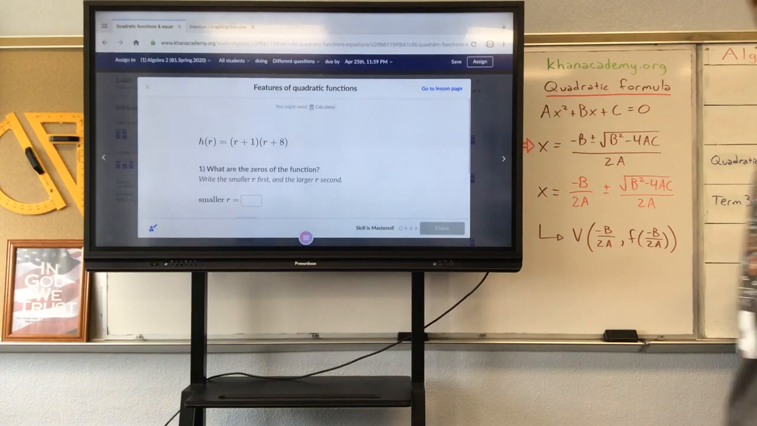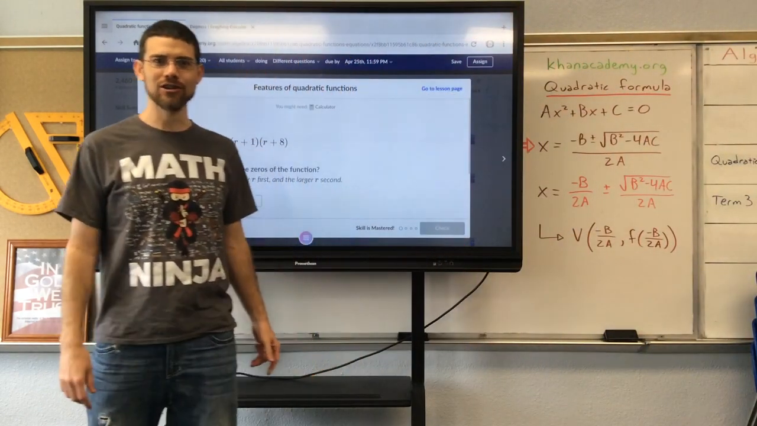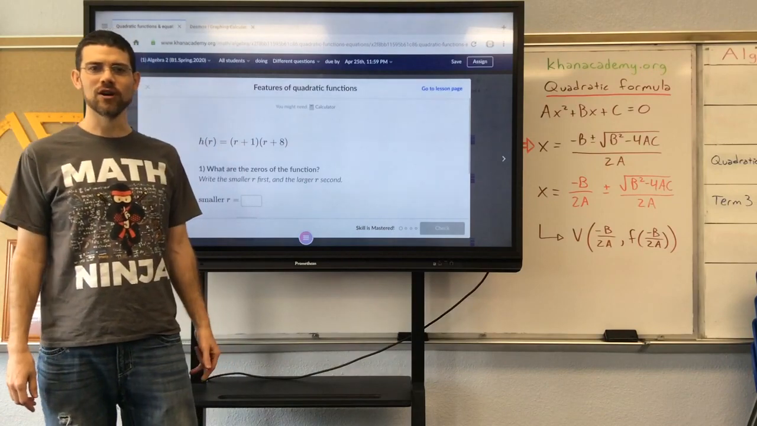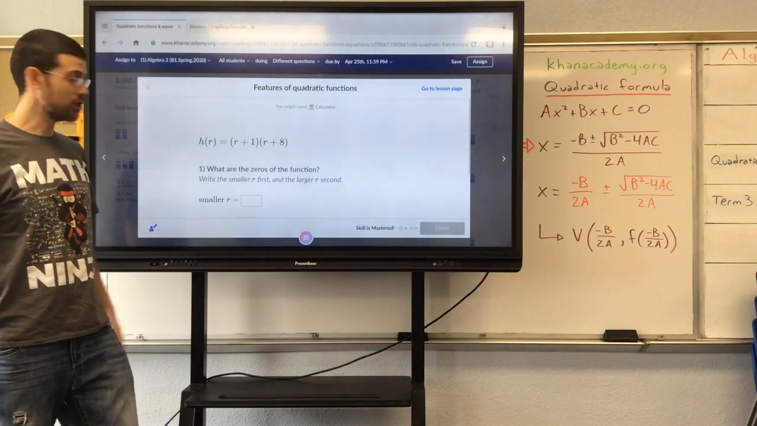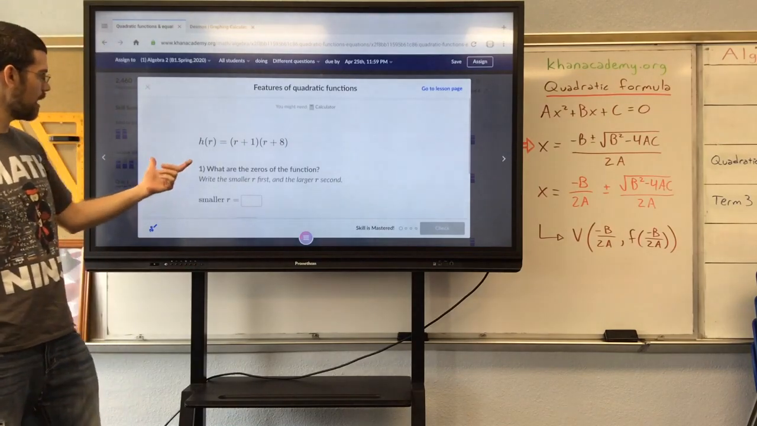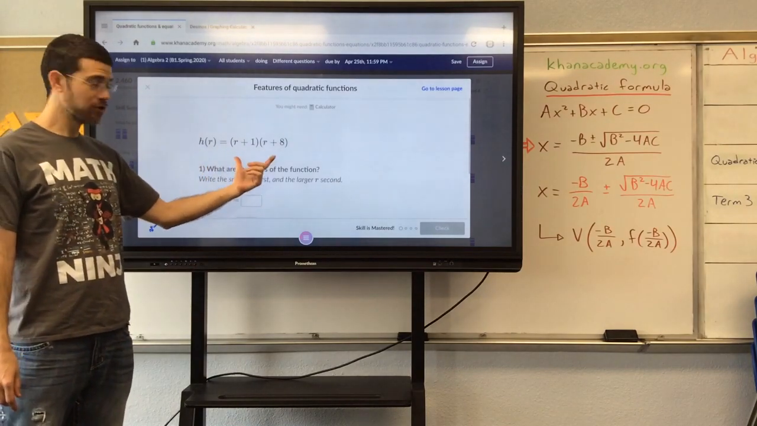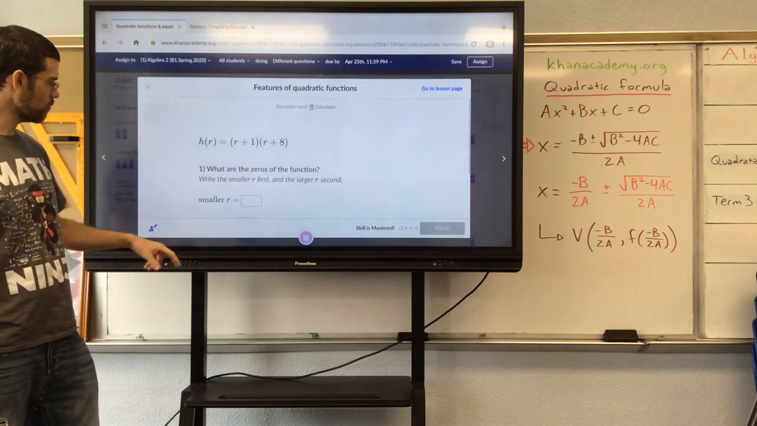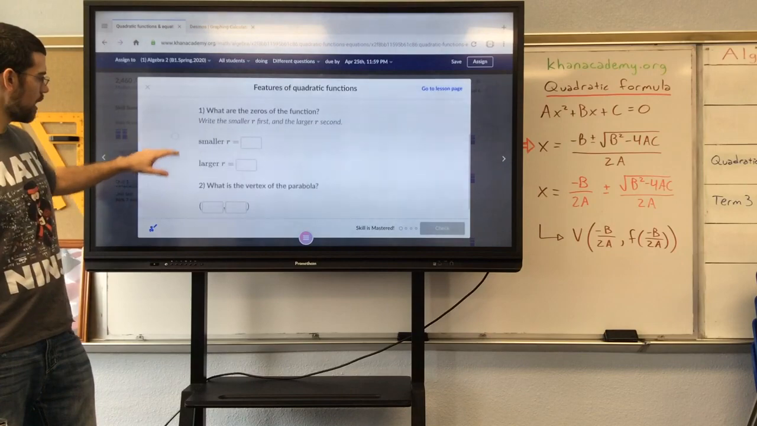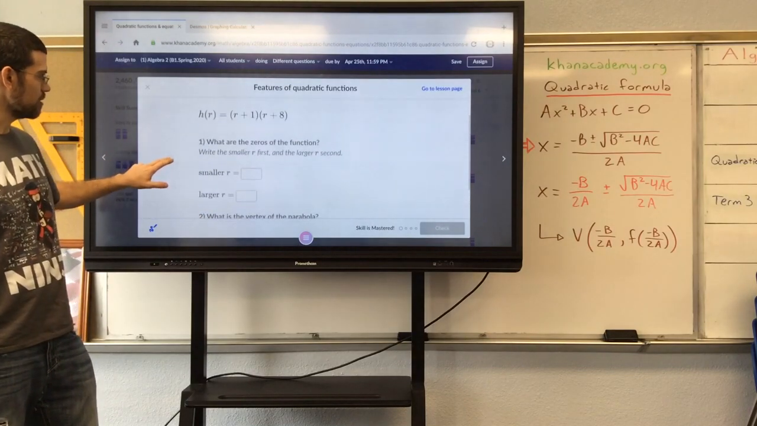Welcome back. We're in Khan Academy under Algebra 1, and the unit is quadratic functions and equations. We're looking at features of quadratic functions. This one has a quadratic in factored form, one factor times another. It asks us what the zeros of the function are and what the vertex of the parabola is.